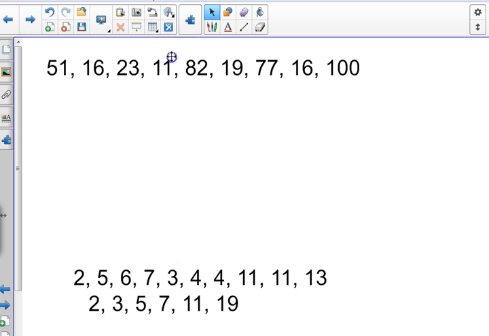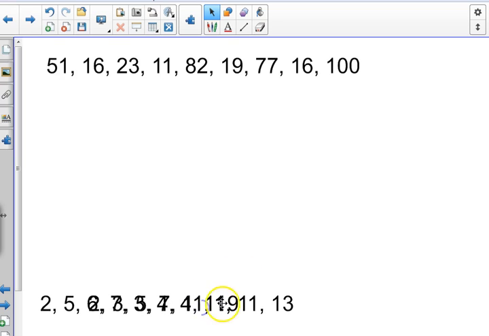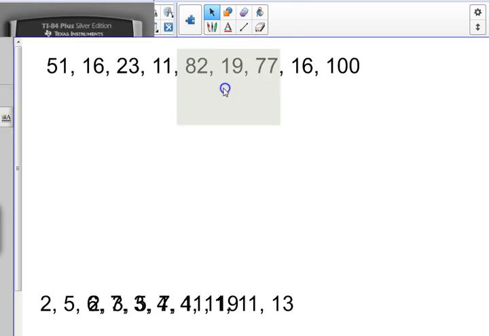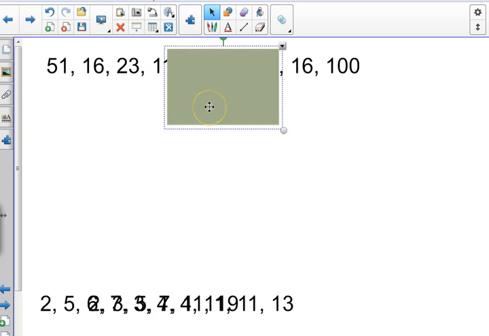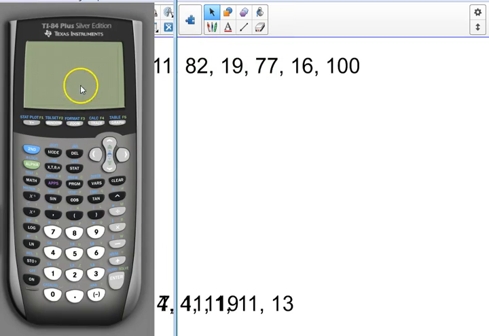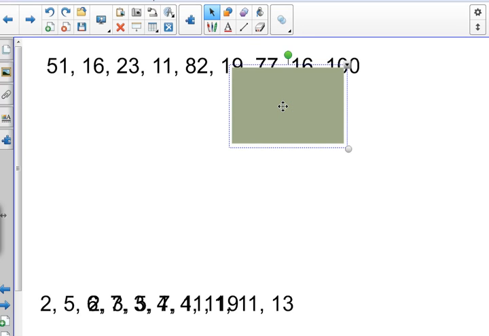Let's do this as our example today. I have a couple examples, but let's just do this one. Whoa, what just happened? I didn't know I could do that. Apparently I can just grab this screen. And that was just so exciting.